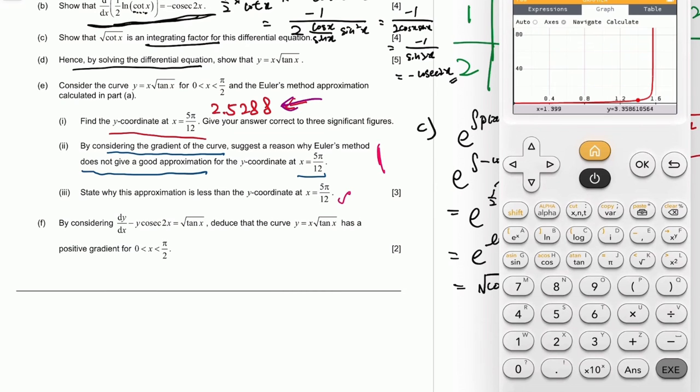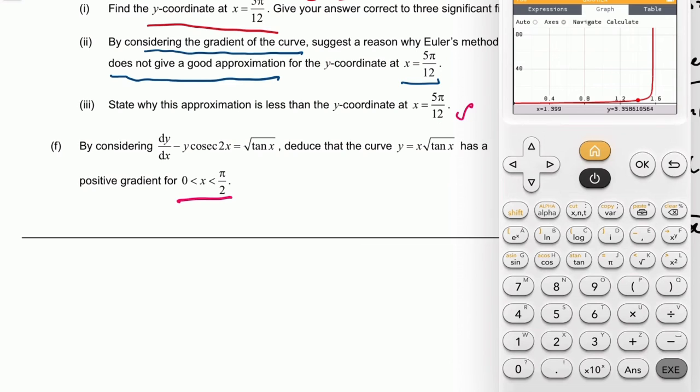Part i is less common. By considering the differential equation, deduce that the graph has a positive gradient when x is between 0 and pi over 2. Like, why would we do that? I know the graph. I can just graph the graph. Or I can actually differentiate the graph or something. Why make us do this? But I guess we'll have to do what they say.